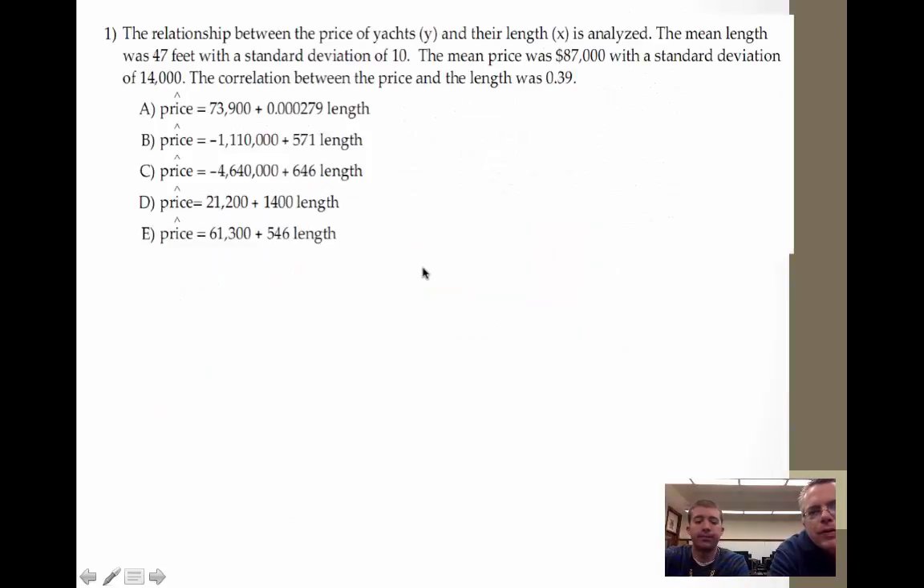Here we go. The relationship between the price of yachts, I'll never have to worry about the price of a yacht, I've got to be honest, and their length X is analyzed. The average length was 47 feet and the standard deviation was 10. So the length is X, and we're going to record our information as we go along. So X bar equals 47. That's what that first fact was. And the standard deviation of 10 was S sub X equals 10.